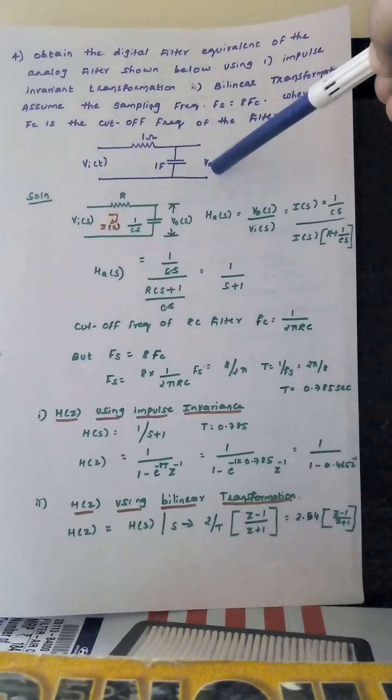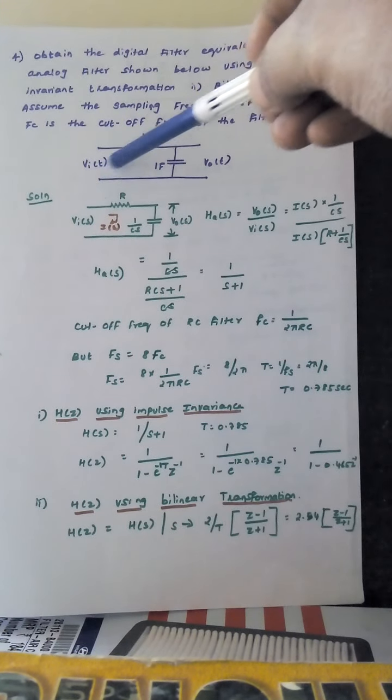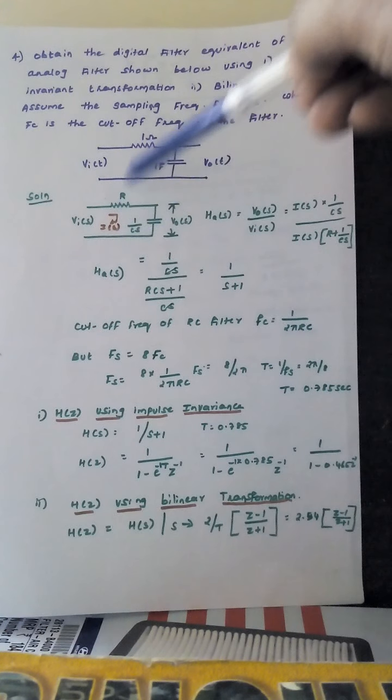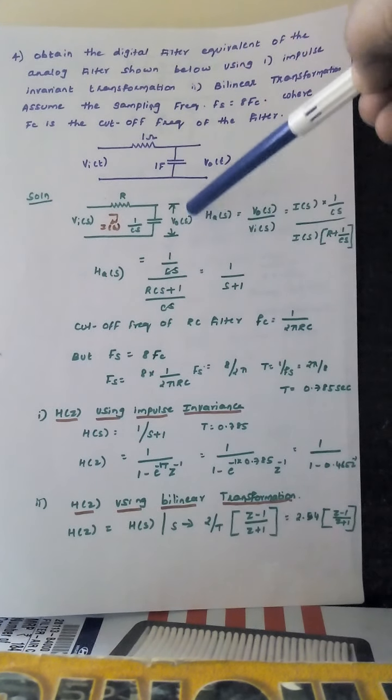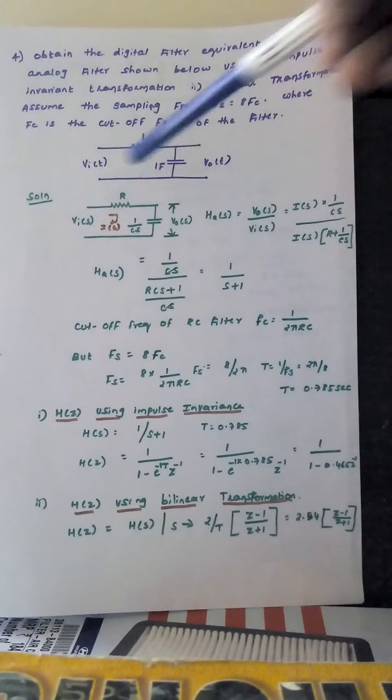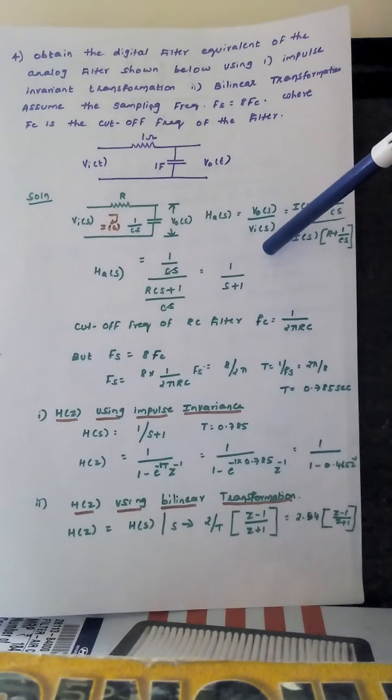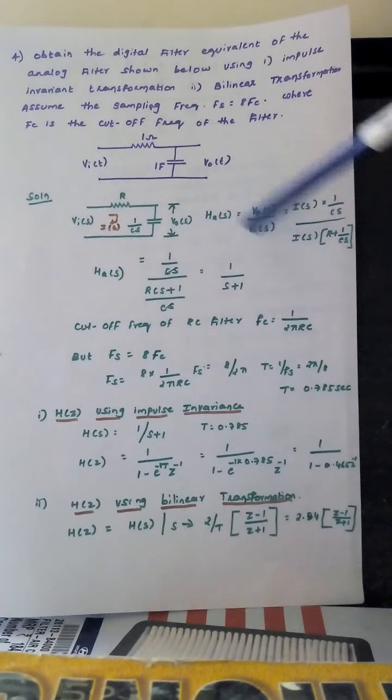So here it becomes V naught of s, and here it is Vi of s. The current I have taken is I of s. So here we can find the transfer function, that is output divided by input. So V naught of s divided by Vi of s. First we have to find what our Vi of s is.